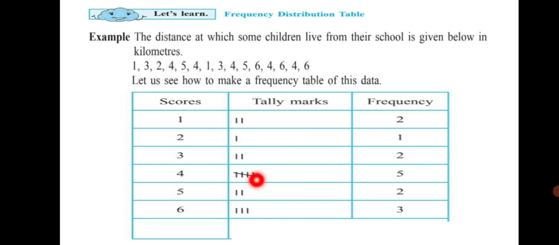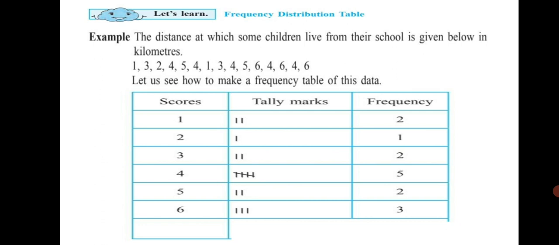For number 4, we can see 4 standing lines and 1 slash, which means 5. So 5 is the frequency. Similarly for 5, 2 standing lines means frequency is 2. And for 6, 3 standing lines means frequency is 3.